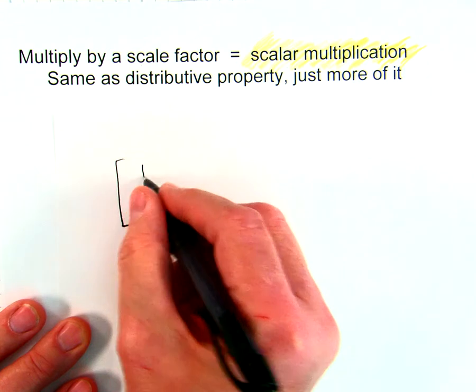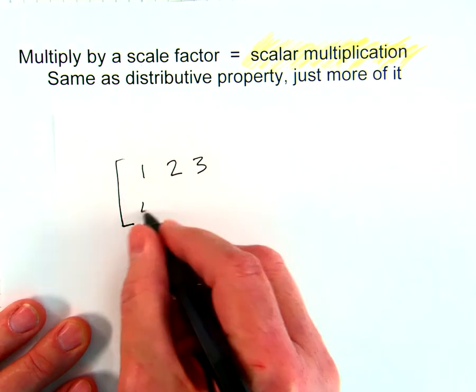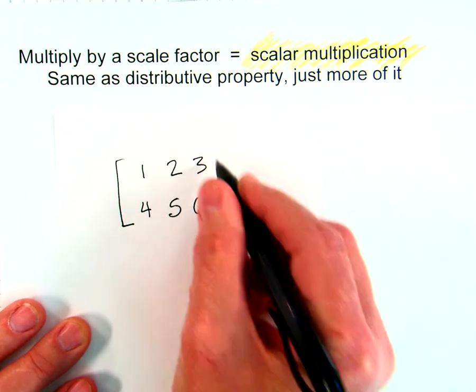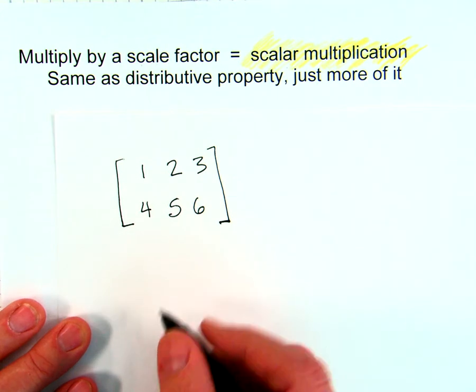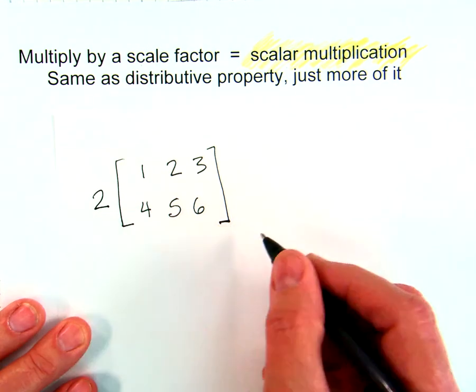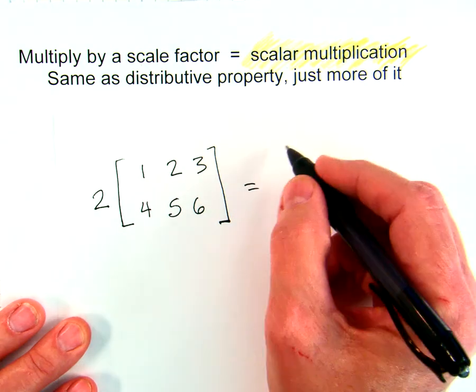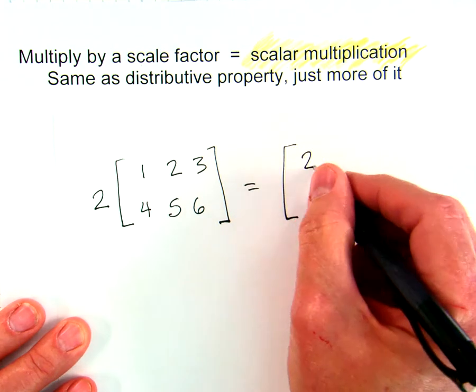So let's look how that would look. Say we have this matrix, and we multiply it by a scale factor of 2. It's just the distributive property. We multiply each of the elements by 2.